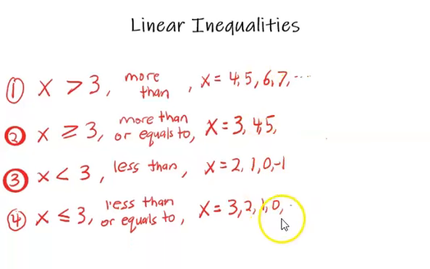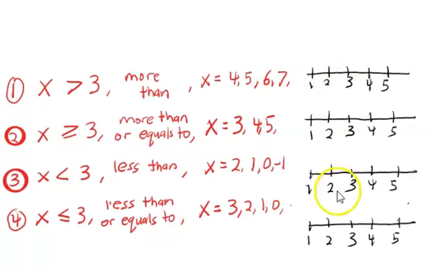Okay, now I'm going to show you how to draw a number line. This one we call a number line. Now, for example, for the first one, x more than 3, we just have to put a circle here and an arrow which is more than 3.